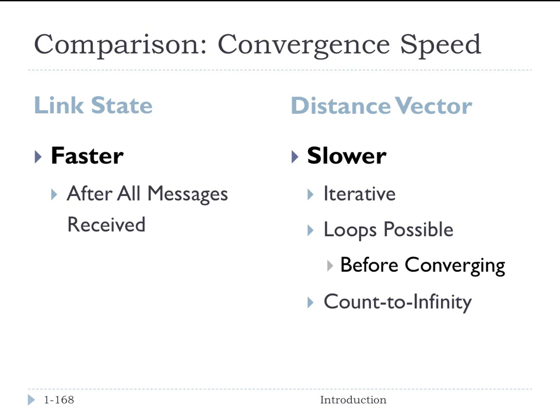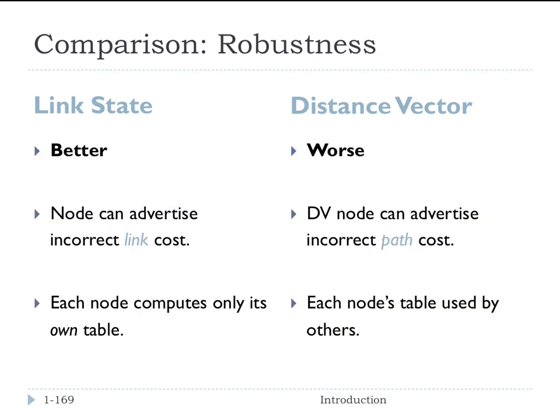Convergence speed: link state is faster, distance vector is slower because of that iterative property. Loops are possible, and you've got that count to infinity problem. Bad news travels slowly. And in terms of robustness, this is what I was trying to say before but didn't say very well. Link state is more robust because nodes can advertise an incorrect link cost, but in distance vector you can advertise an incorrect path cost. So you're giving even broader bad information, which means you can have a much worse effect if your information is bad.